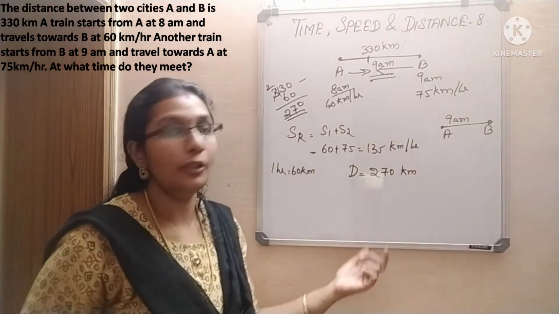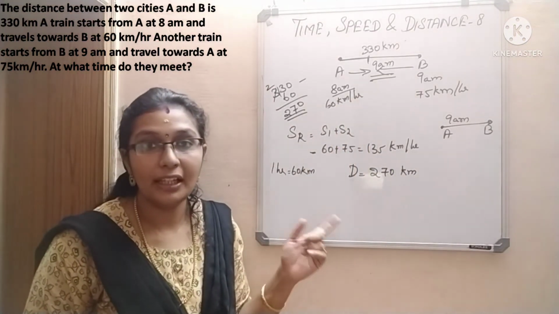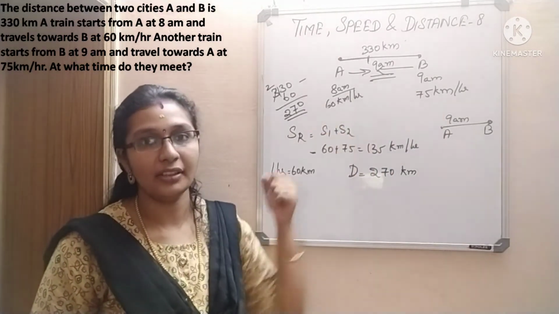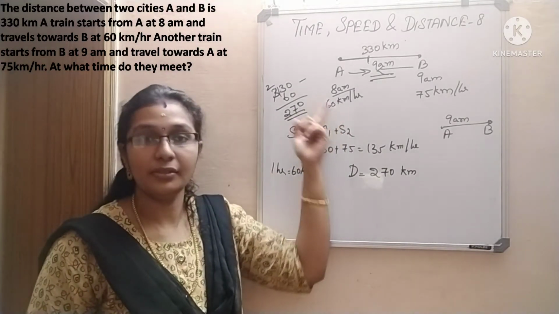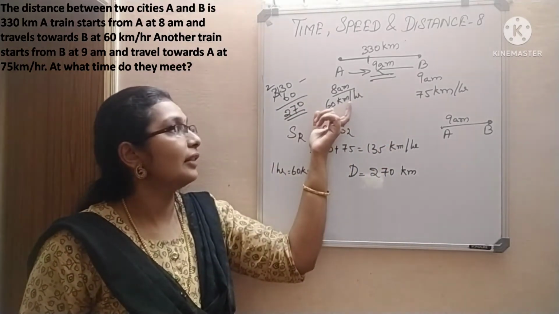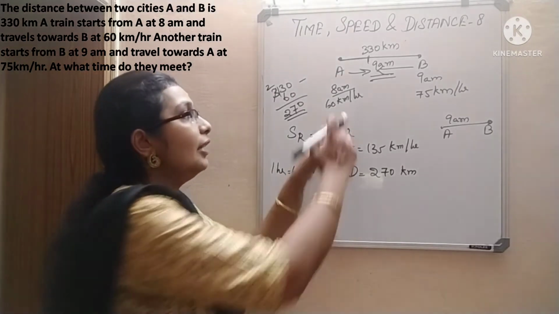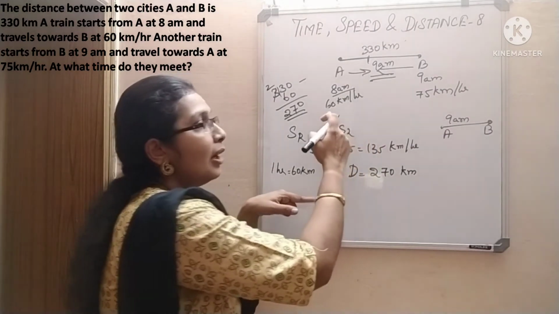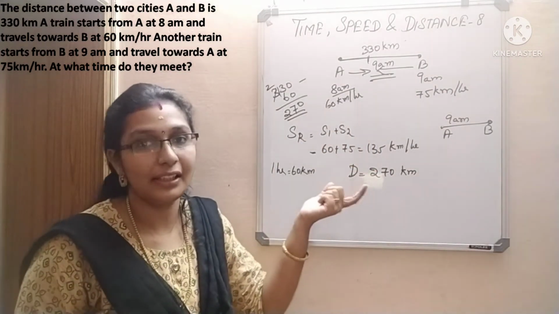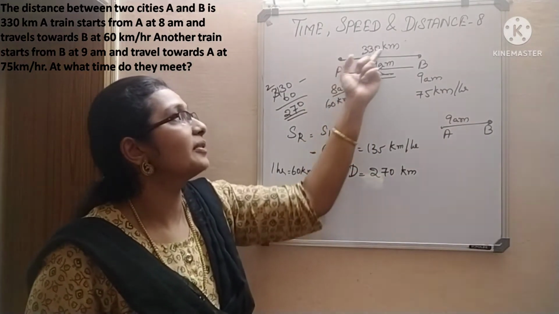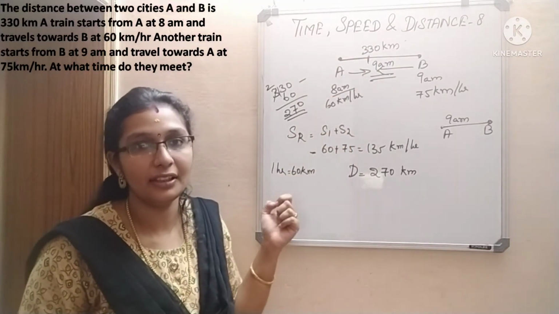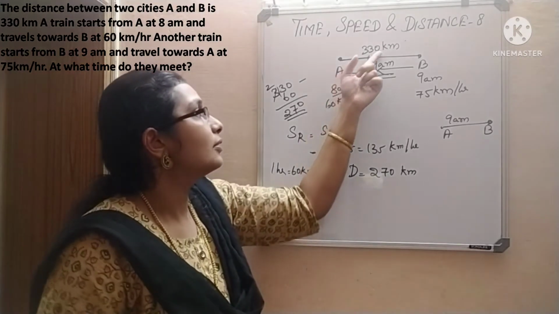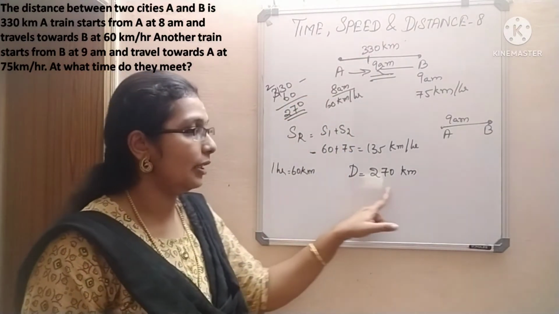Clear? Once again I will tell you. See, in order to use relative speed concept, your starting time should be same. Here it is 8 am and here it is 9 am. So either you have to convert this to 9 or this to 8. First we will convert this to 9. So how will you convert this to 9? I am moving for 1 hour. Okay. So in 1 hour the train A is covering 60 km. Correct? So I should subtract 60 km from this 330 km. Then only I can equalize the time and proceed to the answer. Okay. So 330 minus 60 is 270 km.